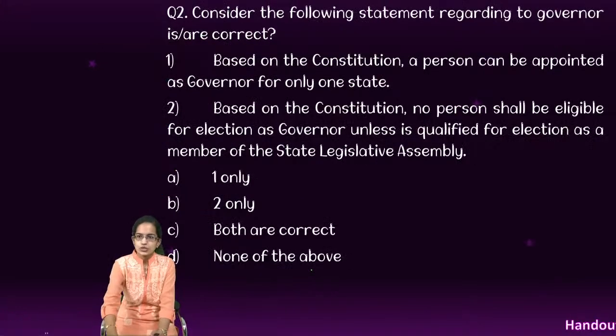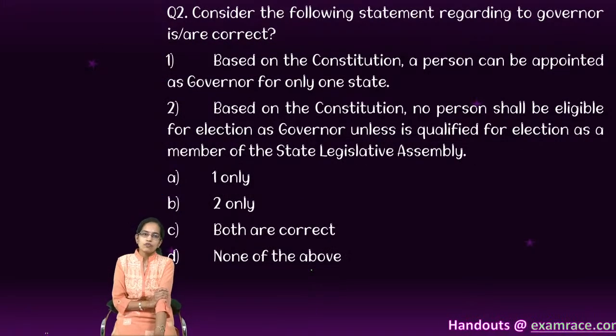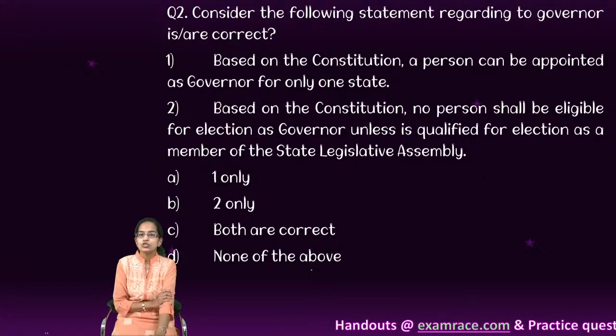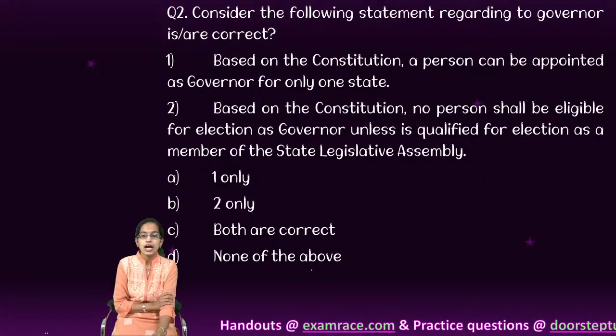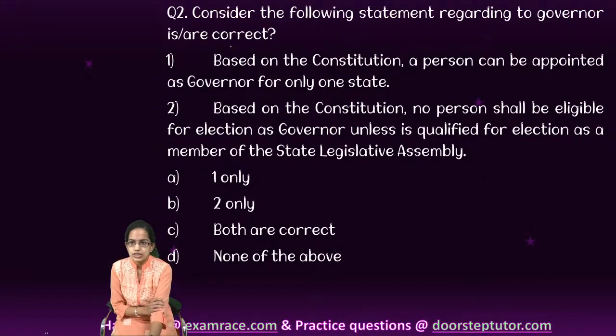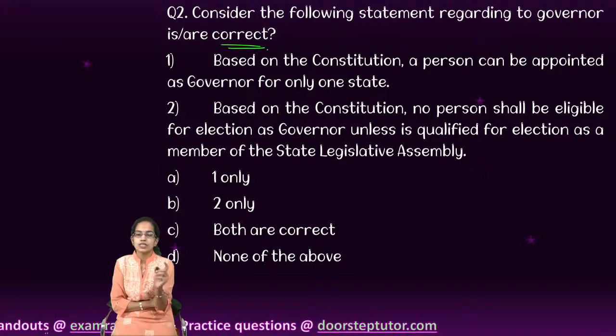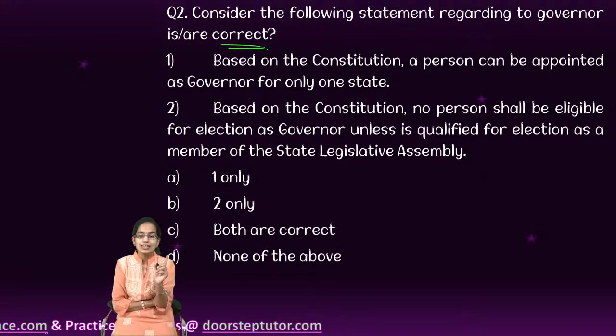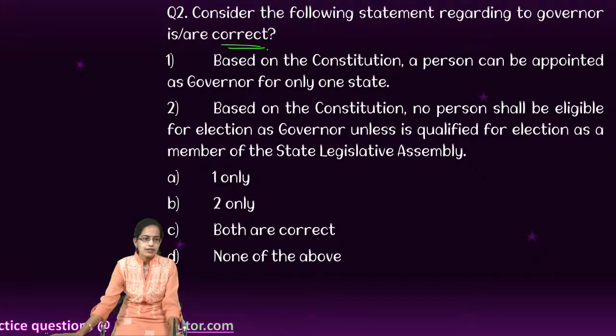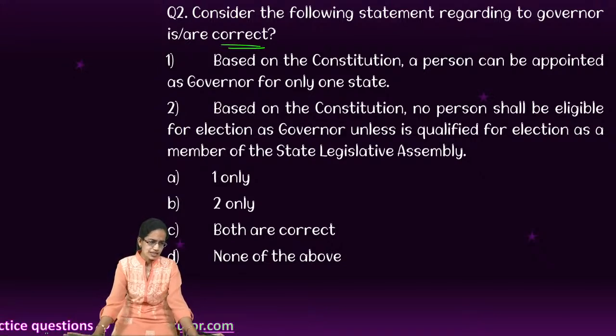Okay, the next question here is, which of the following statements regarding the governor is or are correct? Now read the question very carefully. It asks which of the statements are correct, not incorrect. As we move forward, there would be one of the surprise questions, and the first correct answer for the surprise question would receive a gift, or a souvenir rather, from our side.